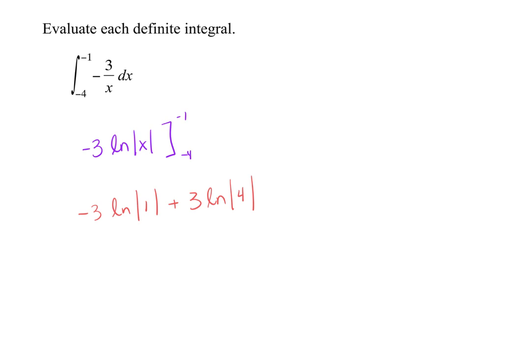And if you look in your answer key, it actually has negative 3 natural log of 4 because they just condensed it. I have the natural log added. I'm going to plug this into your calculator and you should get approximately 4.159 when you put that into your calculator.